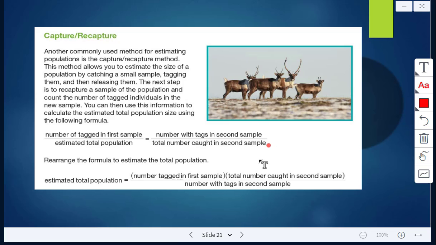You can rearrange that formula then to solve for the estimated total population. Or you can just use cross multiplication. So you're going to multiply the number of tagged by the total number caught in the second sample, and then divide it by the number with tags in the second sample.